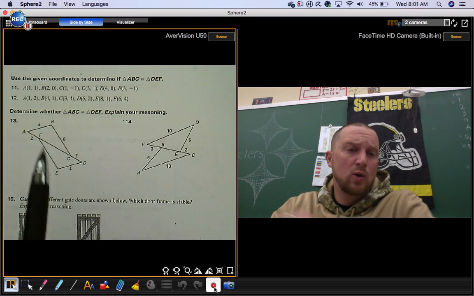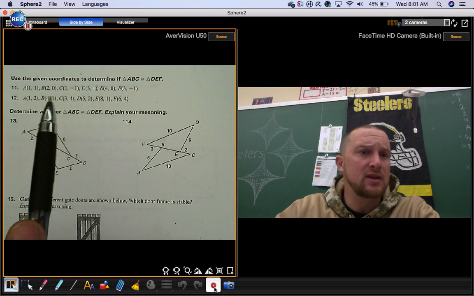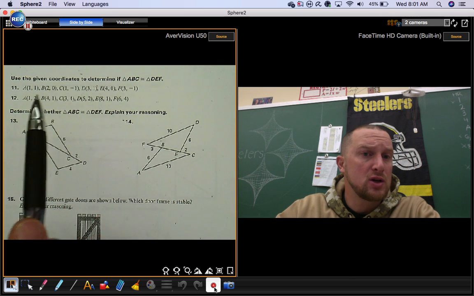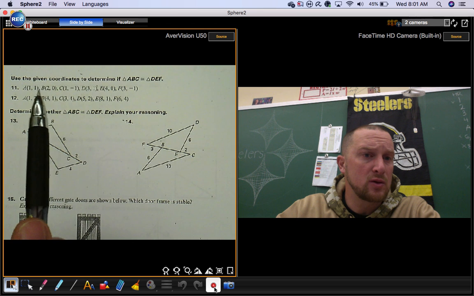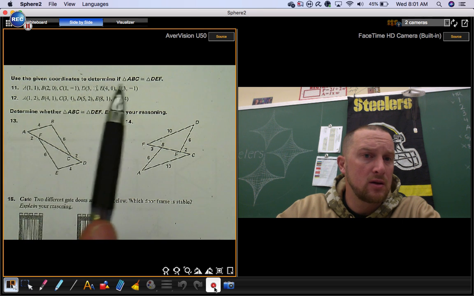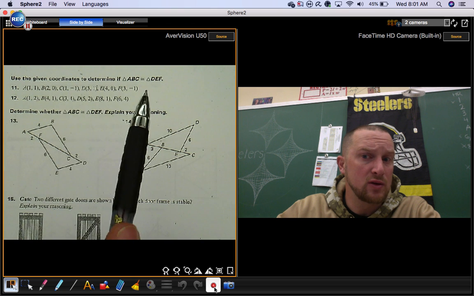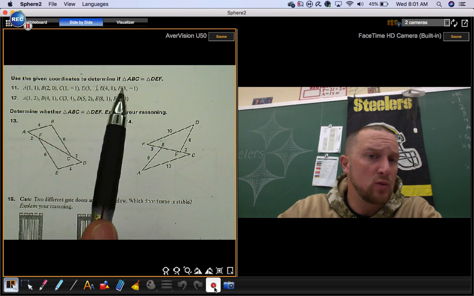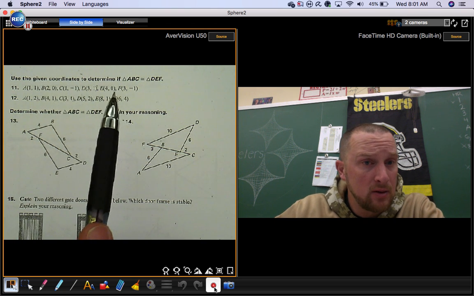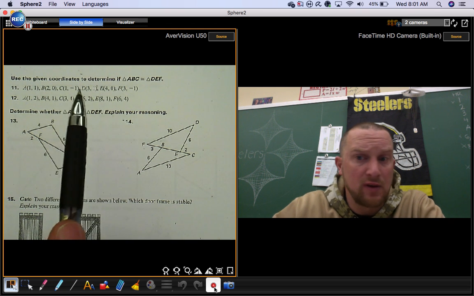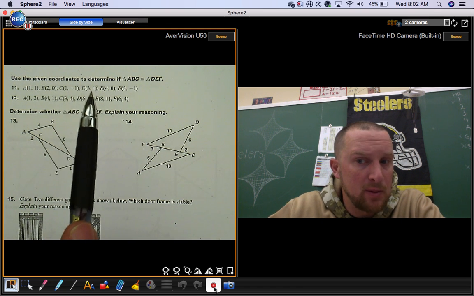Number 11 and 12, there's a good bit of work involved in these. Use the given coordinates to determine if the triangles are congruent. So we're talking about triangle ABC. So here's A, B, and C. Here's triangle DEF. Are those triangles congruent? Well, you could plot these if you want on graph paper if you have that. You could use a straight edge and connect them, and you could see if they look like they're congruent.